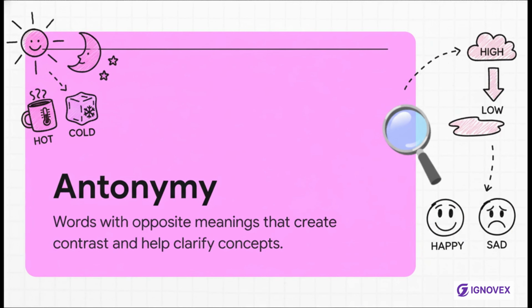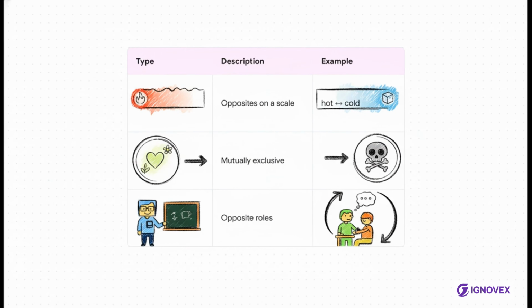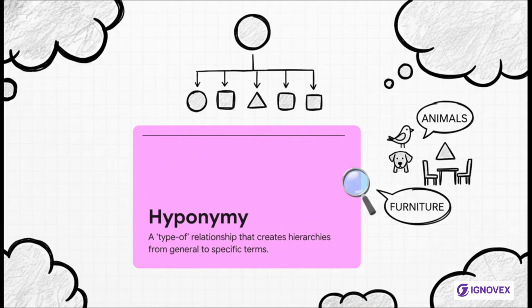All right, next tool, antonymy. Opposites. These are so important because they give us contrast. We understand the idea of hot so much better because we also have the concept of cold. Opposites help us draw the lines and define what something is and what it isn't. But here's the cool part. Not all opposites are the same. You've got gradable antonyms, which live on a scale like hot and cold. Then you have complementary ones, where it's a strict either-or. You're either alive or you're dead. There's no in-between. And finally, you have relational antonyms, which are like two sides of the same coin, like a teacher and a student.